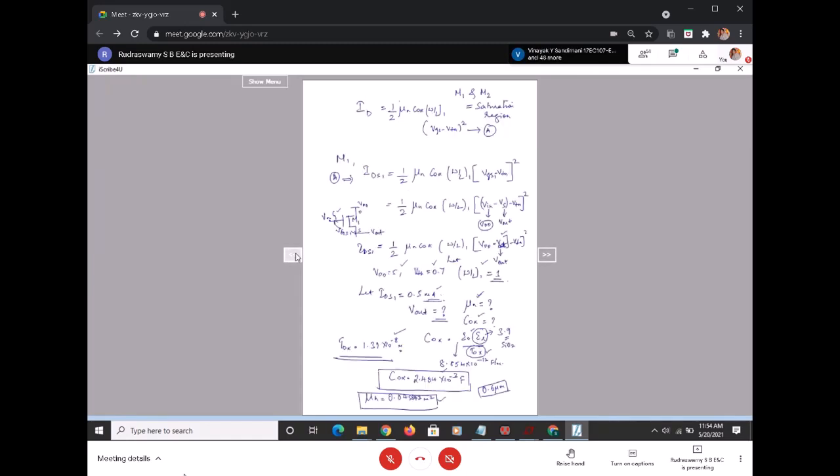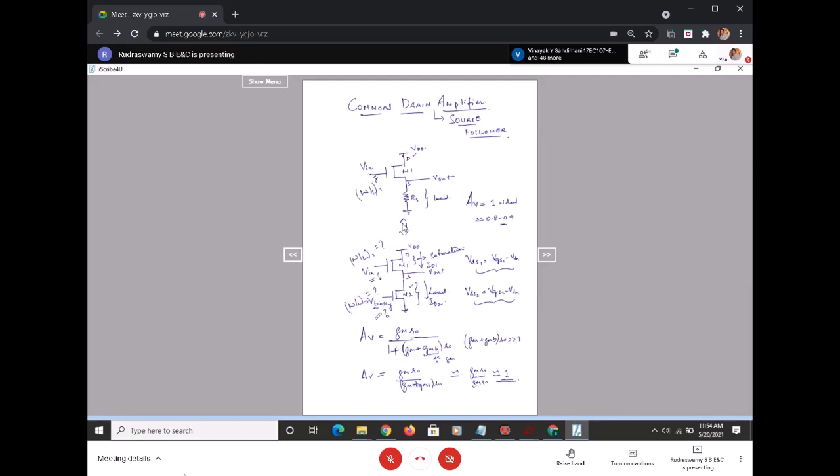I'll just repeat these things. This is the common drain amplifier. We are replacing the passive load with the active load and ensuring the active load is operating in saturation. We are also ensuring that M1 is operating in the saturation region. And the gain is predominantly 1, not exactly 1, but ranging between 0.8 and 0.9.